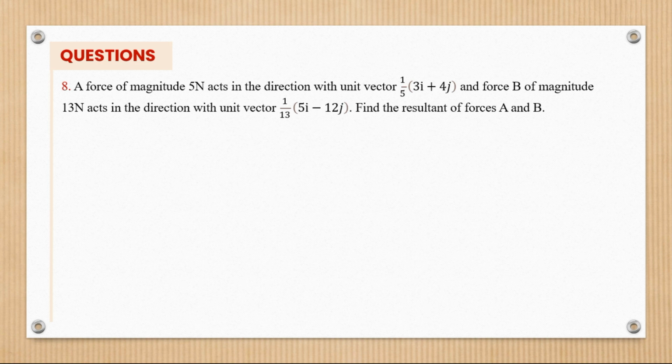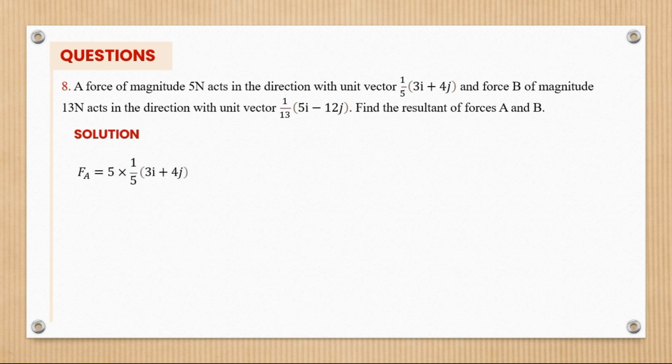Question number 8. We're told that a force A of magnitude 5 newtons acts in the direction with unit vector 1 over 5 (3i plus 4j), and force B of magnitude 13 newtons acts in the direction with unit vector 1 over 13 (5i minus 12j). We're asked to find the resultant of the forces A and B.